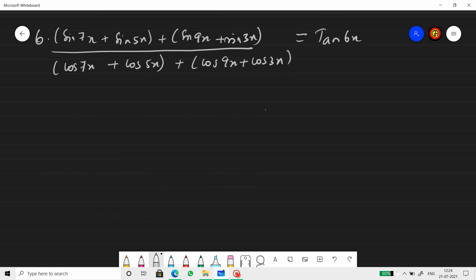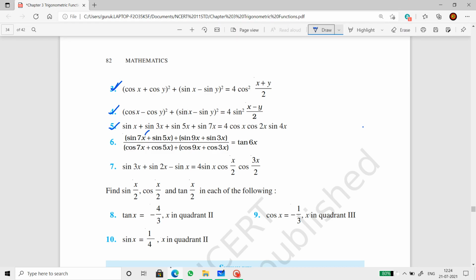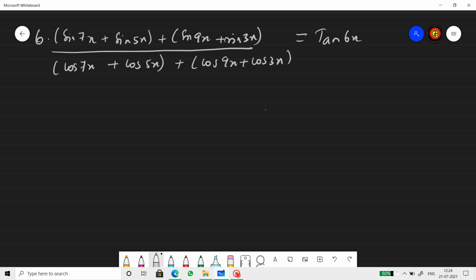So there I am with the sixth question now. (sin 7x + sin 3x + sin 9x + sin 3x) divided by (cos 7x + cos 5x + cos 9x + cos 3x). I like to check my question once again. So 7, 5, 9, 3. Yes. Now let's take the LHS, and there are a lot of terms in this, isn't it?